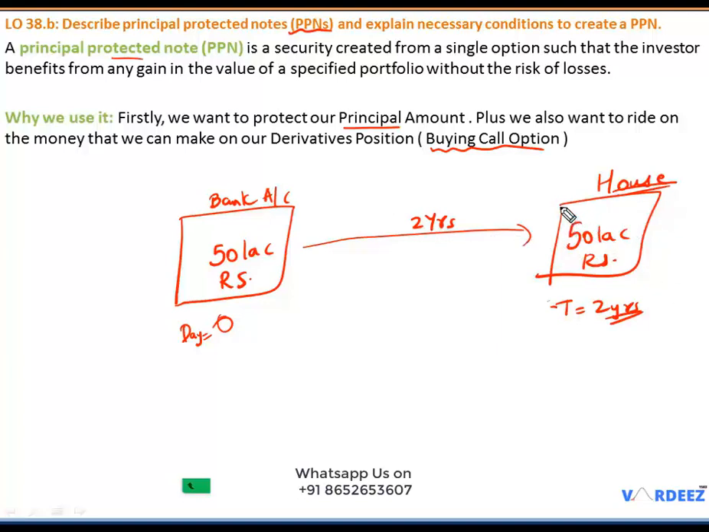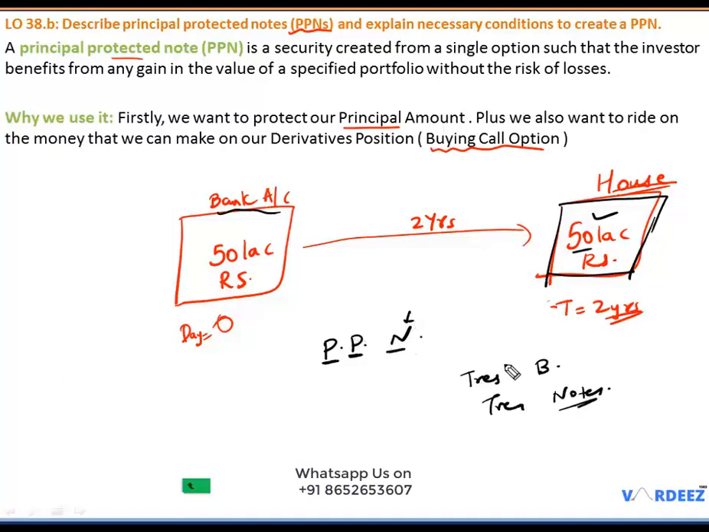I don't want to hurt my principal amount. I don't want even 1 rupee less than 50 lakh. So the bank will offer you a principal protected note wherein your principal, whatever the duration is, is going to be protected. And it's a note, just like we have treasury bonds, treasury notes. Similarly, we have this principal protected note.